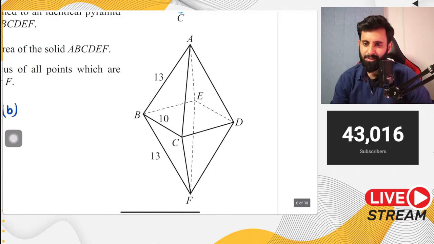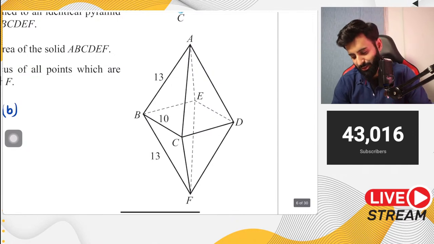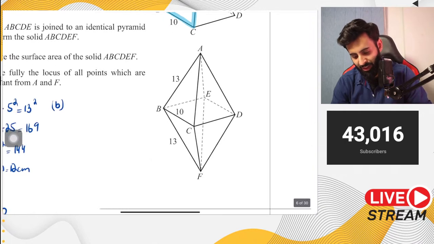7 plus 1. Why 7 plus 1? Why not 8? Yeah, 8. So basically, 4 triangles on both of the pyramids. Theek hai. So 4 triangles each.